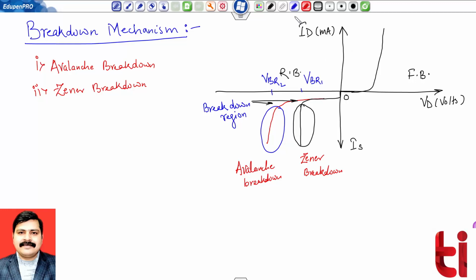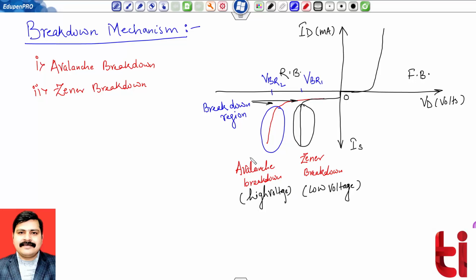So one can easily understand that the first thing is Zener breakdown will occur at a lower voltage in comparison to the Avalanche breakdown. In order for Zener breakdown to occur, the voltage requirement is low. So it occurs at low voltage, somewhere near minus 5 volts, and this Avalanche breakdown will occur at high voltage. So first I'm giving the key points so that one can easily understand their requirements.